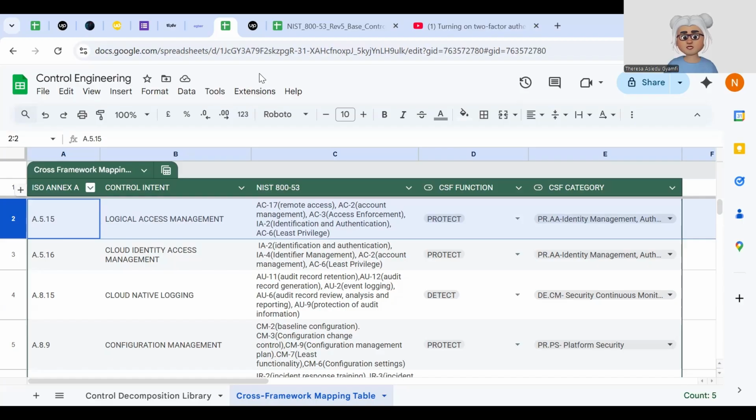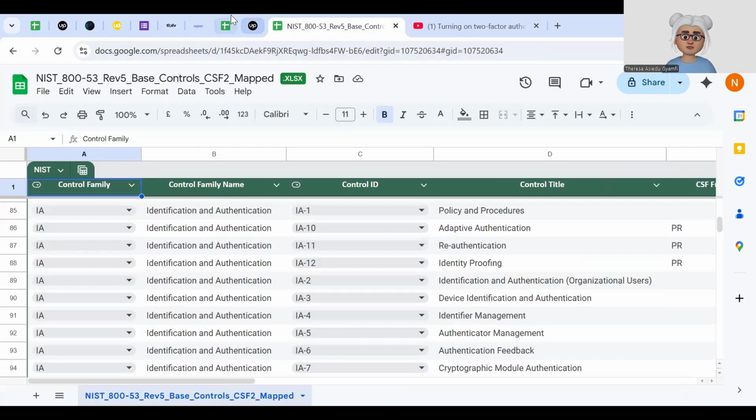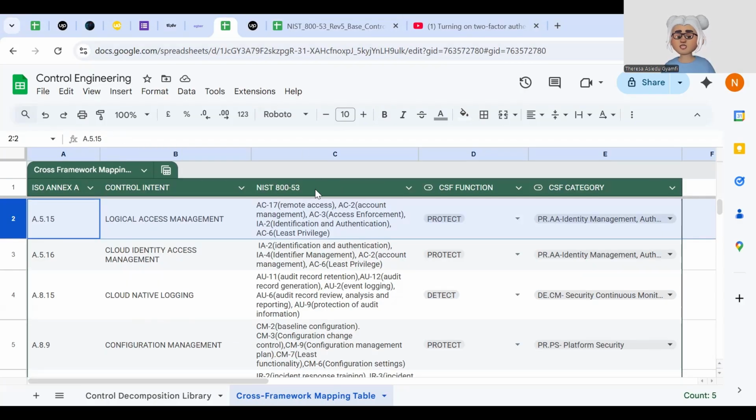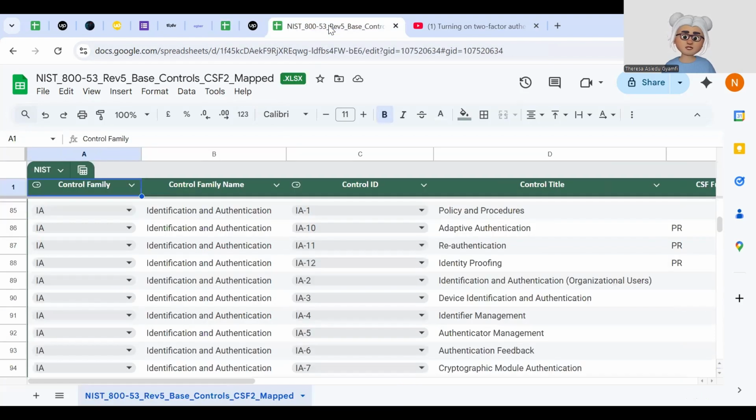Is that okay? Right. And then we can also map the logical access management control to identity and authentication, which is IA2, which is IA. And then under that, we have the IA2, which is identification authentication. And we also have access control 6, which is least privilege, as we talked about in the administrative control. Okay, so that's for the next 853 when we are mapping that.